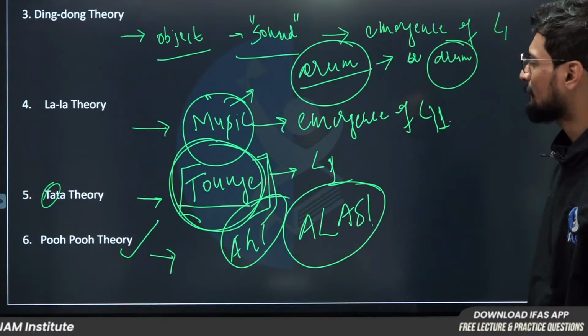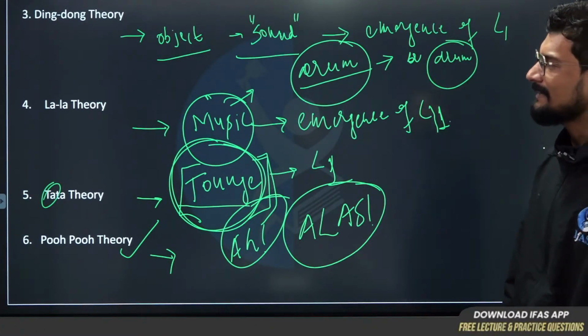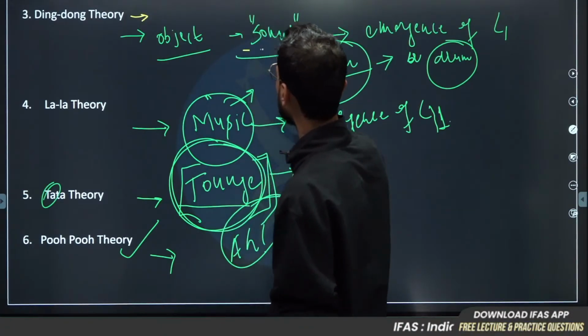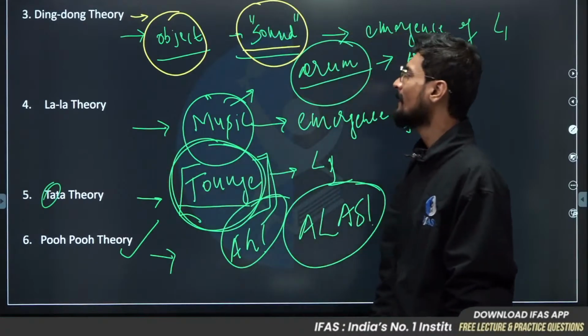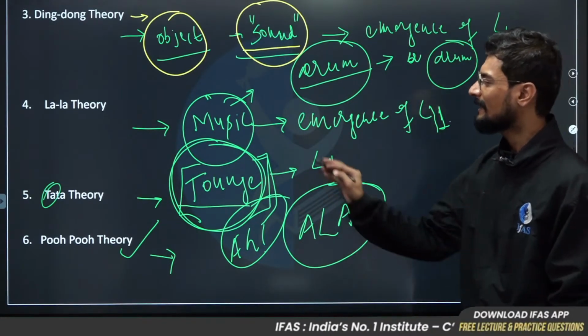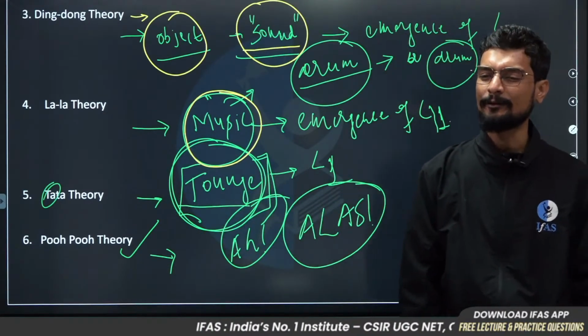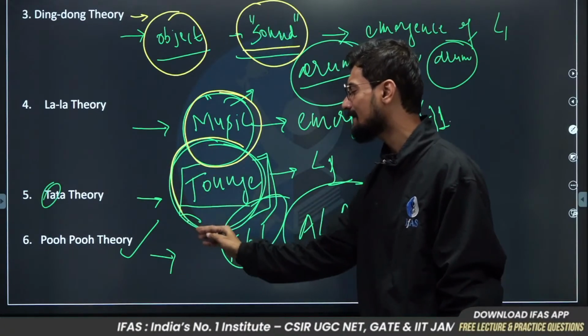Any doubt? If you want to take a screenshot, let us quickly revise here. Ding dong means the kind of sound the object makes. This is the ding dong theory. Lala theory: language emerged when human beings felt the need for music. Next one, Tata theory: T for Tata, T for tongue.